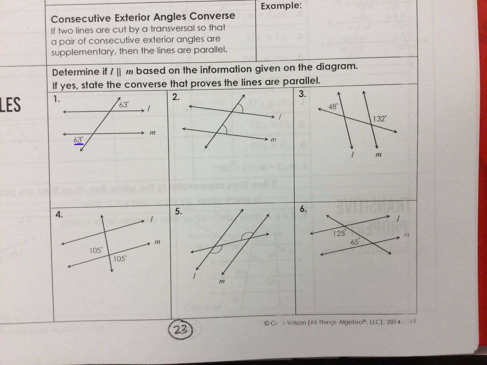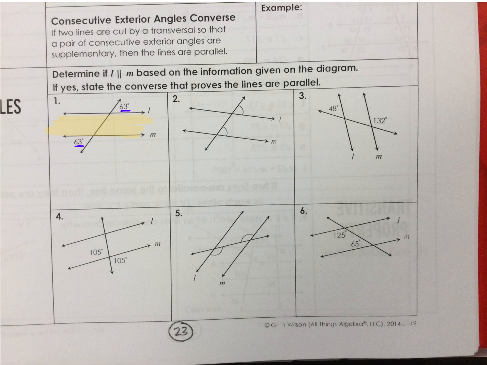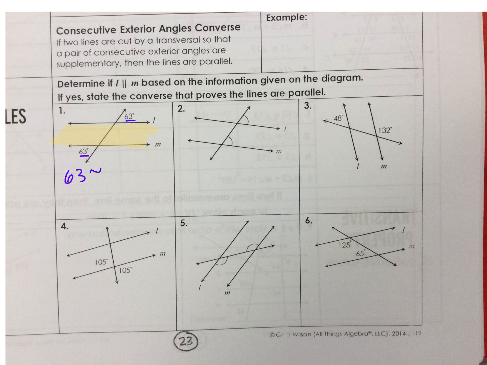So I've got a 63 here and a 63 here. Those are both on opposite sides, outside, which means they are alternate exterior, which means they're congruent. Well, 63 is congruent to 63. That is true. So because these are alternate exteriors and those are congruent, then these are parallel. Yes. All right.